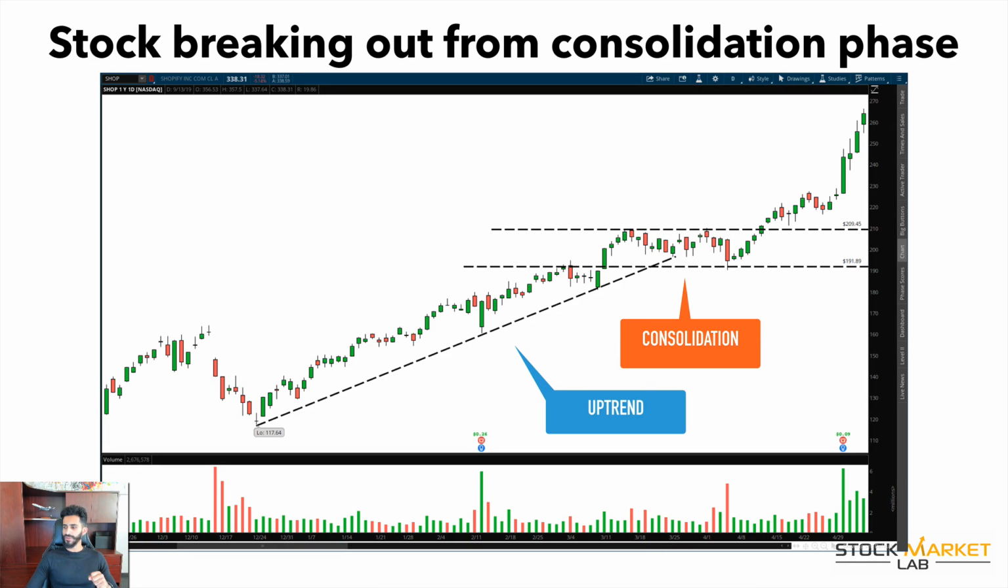Now, if you look at the same stock, you can see uptrend, consolidation, and then look what happens right here. Boom, breakout. Uptrend, stock takes a break, consolidation, boom, breakout. Takes a small break, boom, continuation. That is a stock breaking out from a consolidation phase. You can see once again, goes on a nice uptrend, takes a break, and boom, continues the move up.